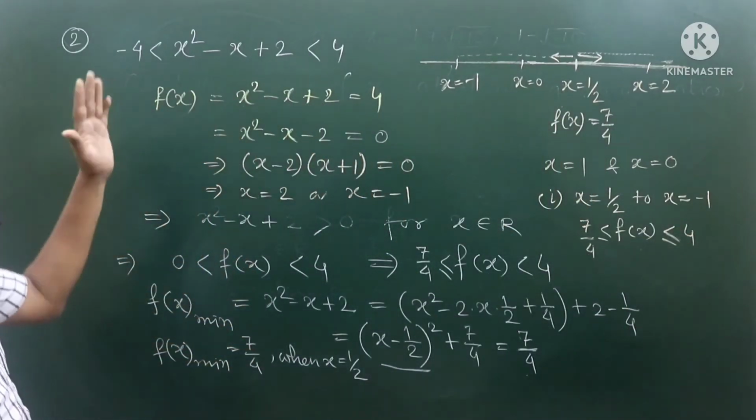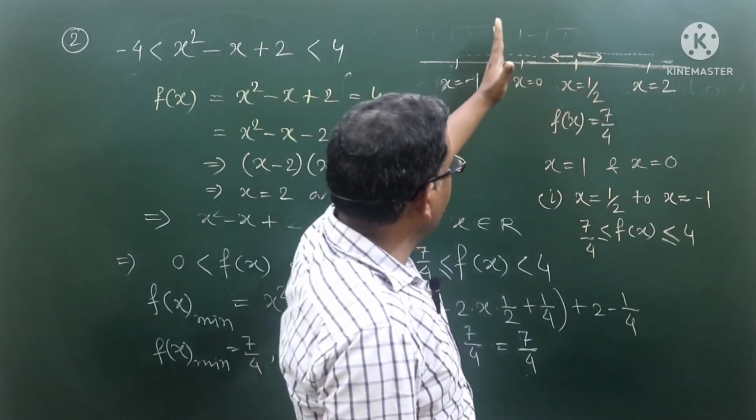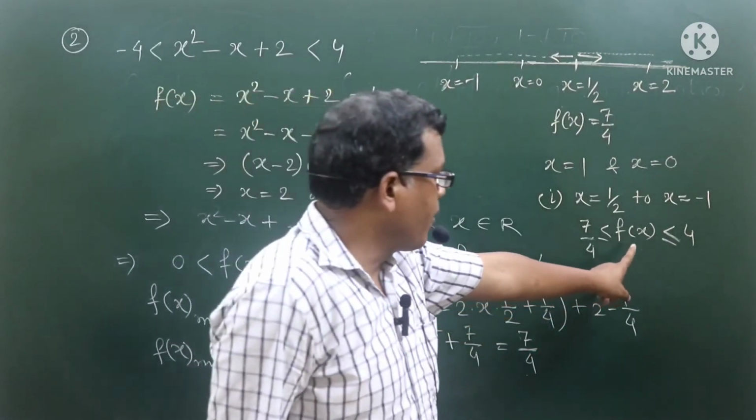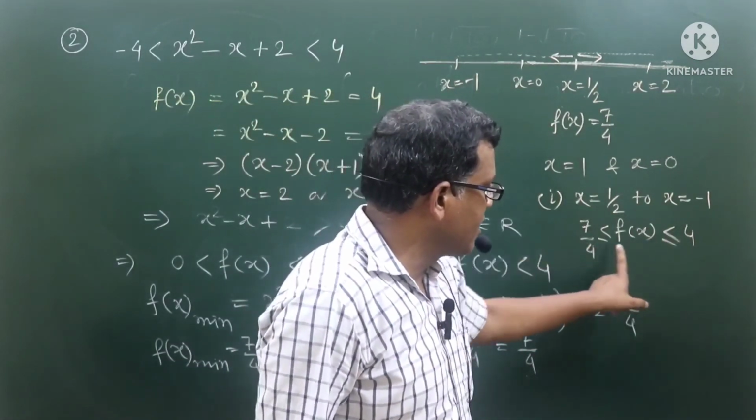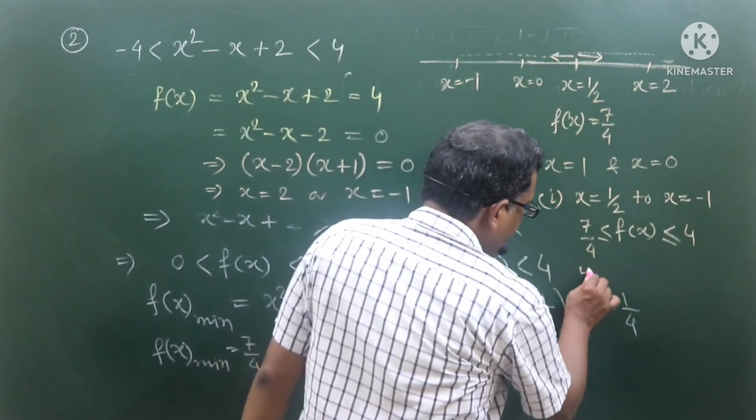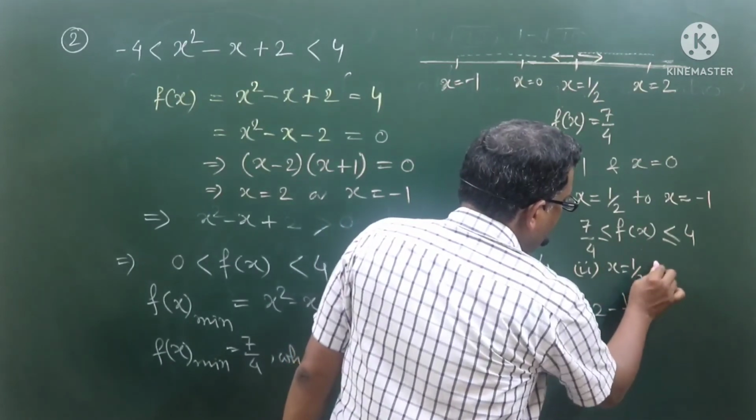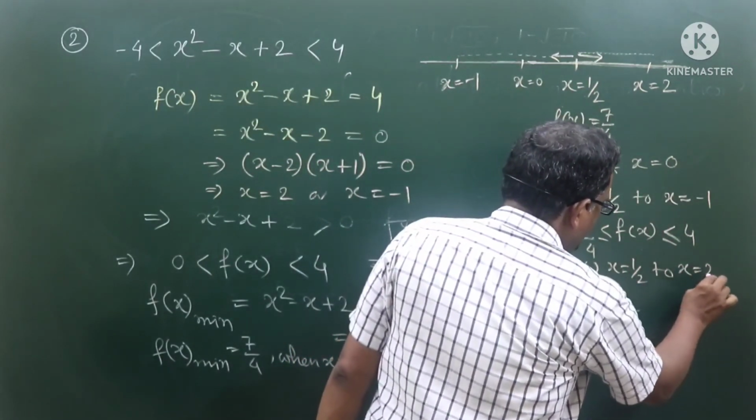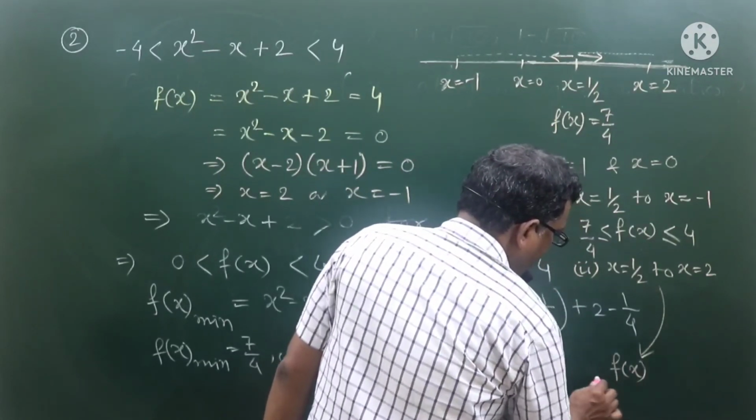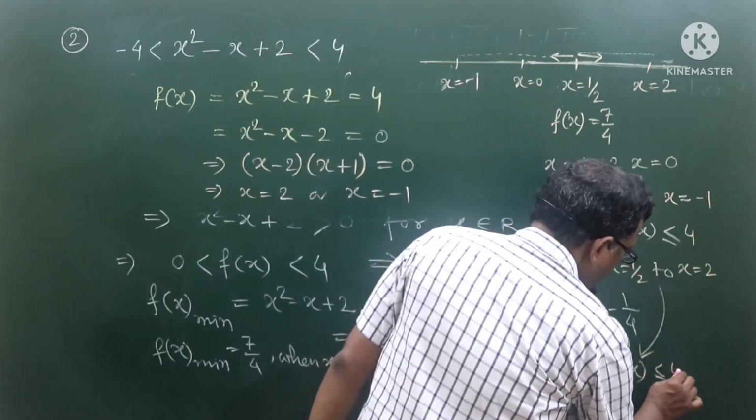Once you keep substituting the value of x from plus half toward the left-hand side up to minus 1, the f of x values increase from 7/4 to plus 4. Even if you put the value of x from half to x equal to plus 2, there also you will see that f of x ranges from 7/4 to plus 4.